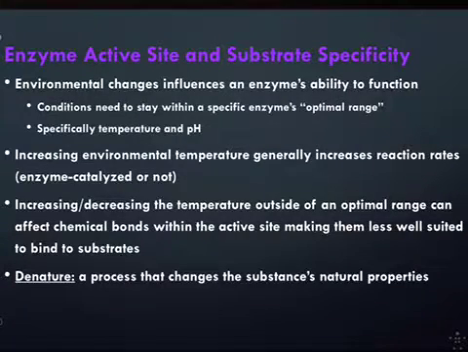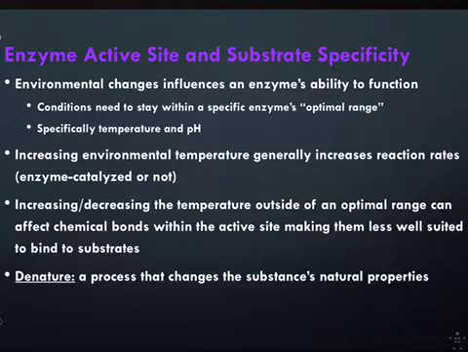Generally, increasing environmental temperature will increase your reaction rates, whether you have an enzyme catalyzed reaction or not. Increasing or decreasing the temperature outside of an optimal range can affect the chemical bonds within the active site, making them less well suited to bind to substrates. If you get too far out of the optimal range, you can denature the protein, which is a process that changes the substance's natural properties. It alters it so much that you can't get it back. Once a protein has been denatured, you can't reverse it.